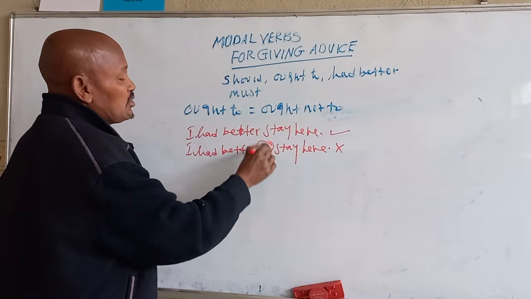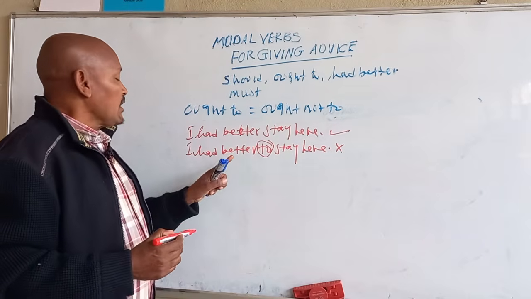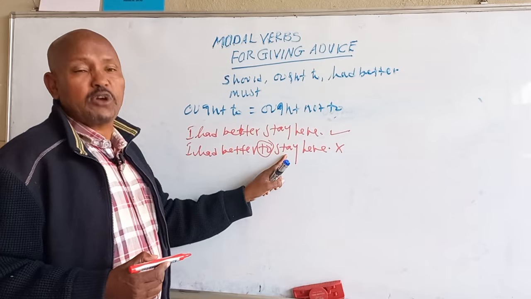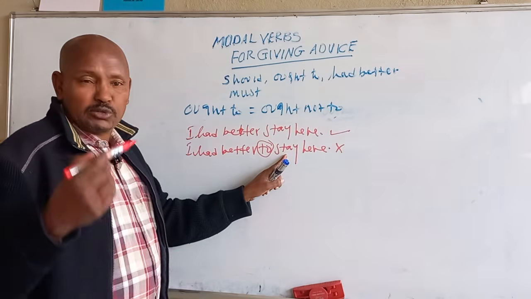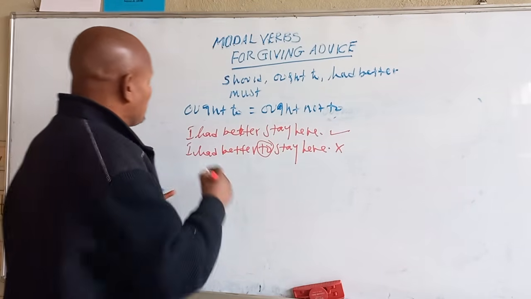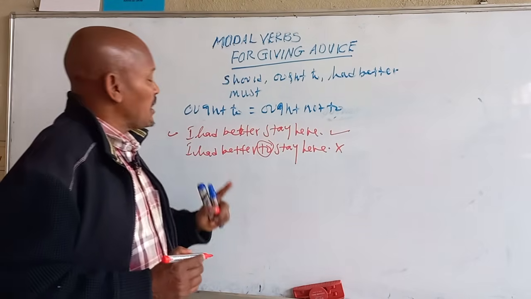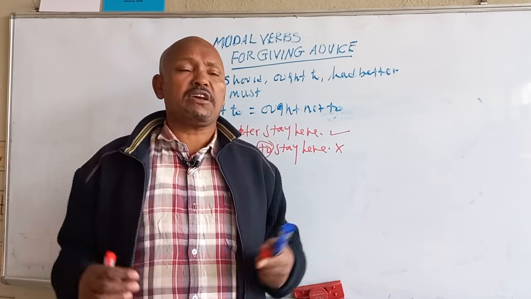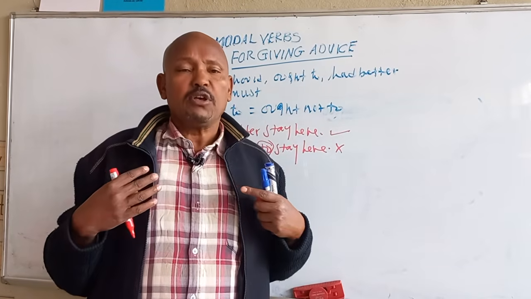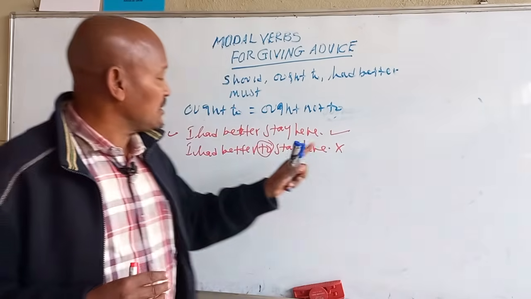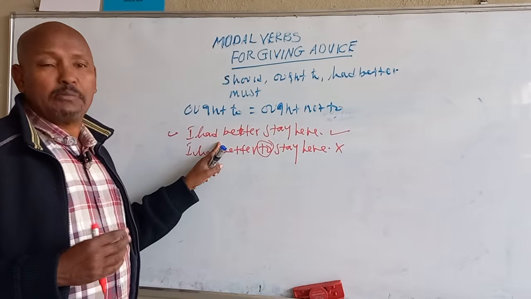Because we cannot use an infinitive "to" between the modal verb and the base verb form here. This is completely wrong, so we cannot write it. The sentence we construct with had better is this one. "Had better stay here" means it is better for me to stay here, or it is advisable for me to stay here, then I will escape from the problem. So this is the correct structure for using had better.